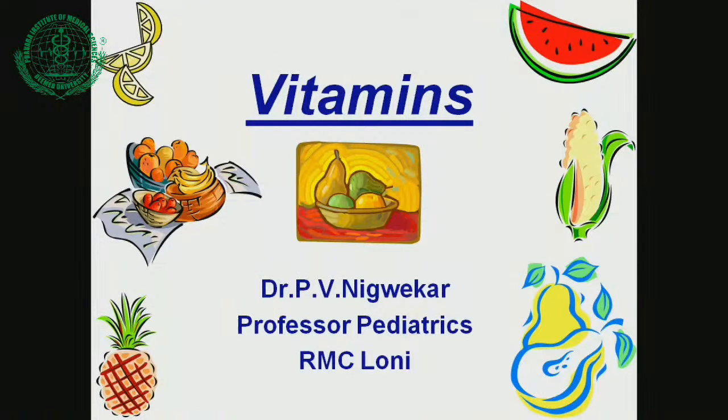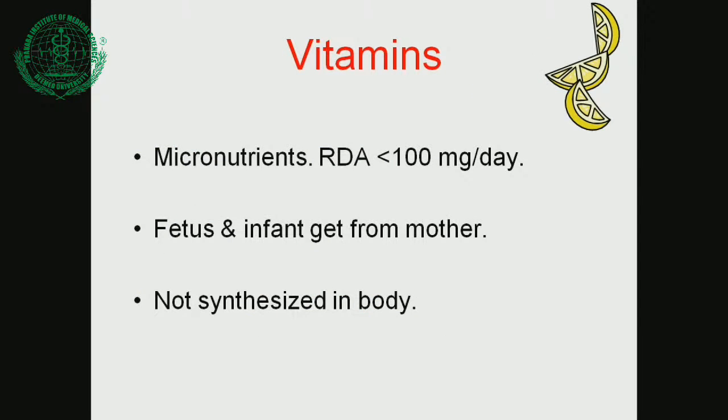So I will start with vitamins. I am Dr. P. Nigvekar, Professor of Paediatrics, Rural Medical College, Loni. Vitamins are usually called micronutrients. What are micronutrients? Any nutrients whose requirement is less than 100 mg per day are called micronutrients. Anything above that are called macronutrients, like carbohydrates, proteins, fats. So vitamins are micronutrients, required in very small quantity in milligram or microgram.